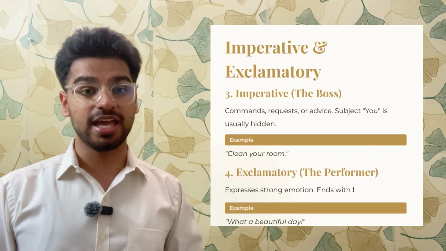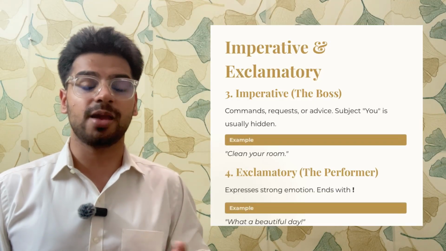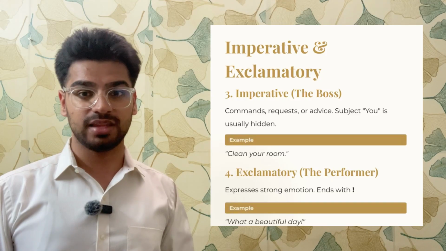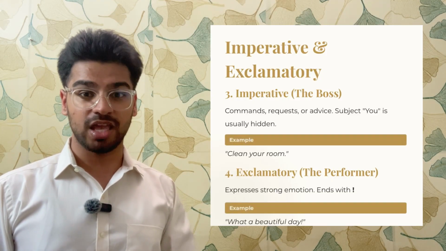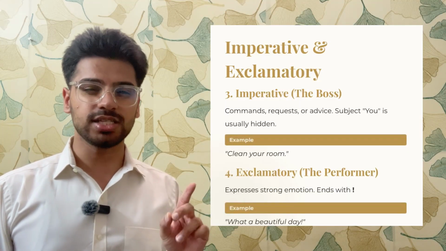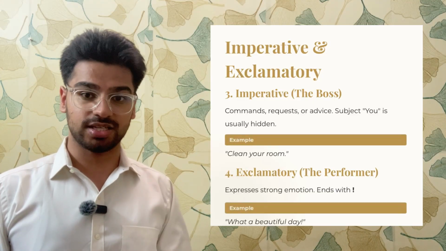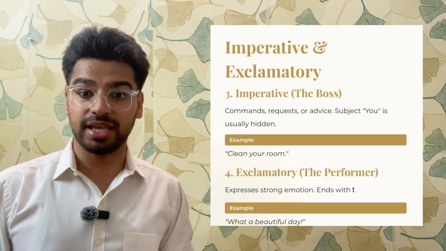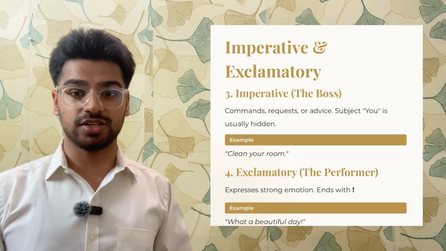Type 3. Imperative sentence. An imperative sentence gives a command, request, advice, or instruction. Examples, sit down, please help me, close the door, drink more water. Notice something interesting. The subject is usually hidden. For example, open the window. It actually means you open the window. The word you is understood.